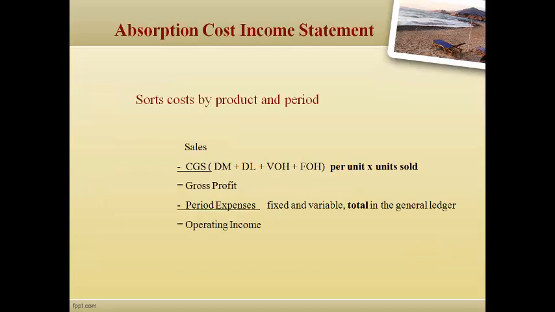The absorption cost income statement separates costs by product and period. All product costs, including fixed manufacturing overhead, are matched to sales in order to comply with the matching principle. All period expenses are expensed in the period incurred. Total sales and cost of goods sold is always computed as the amount per unit multiplied by the units sold.